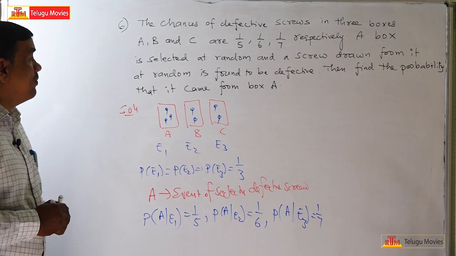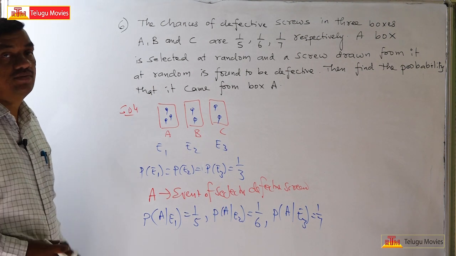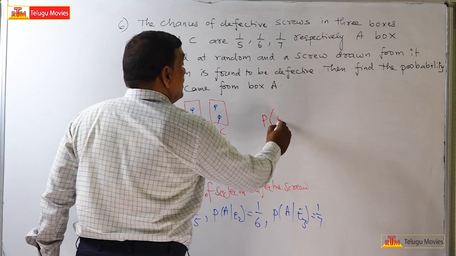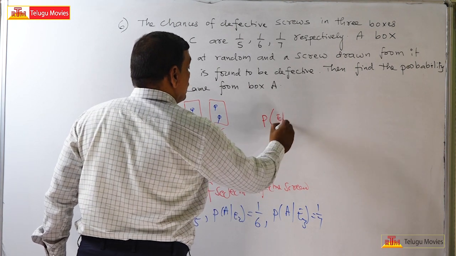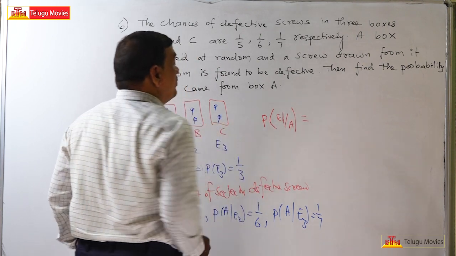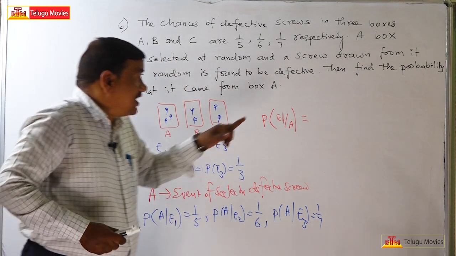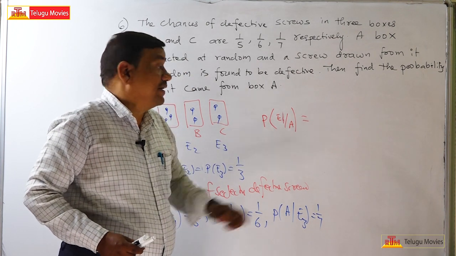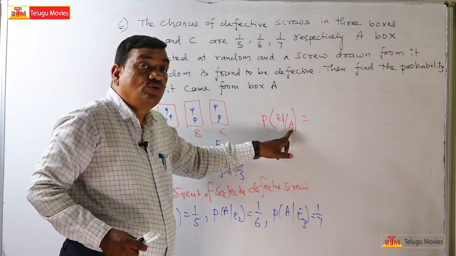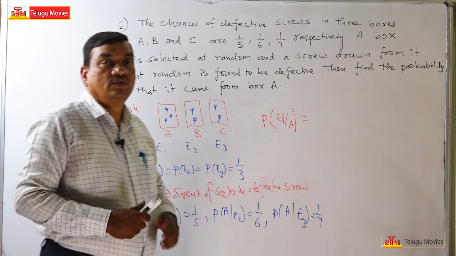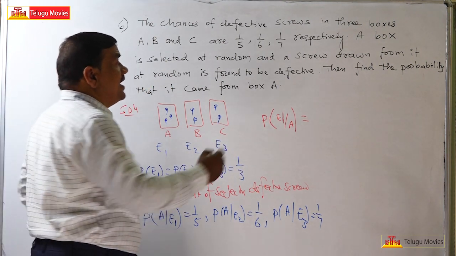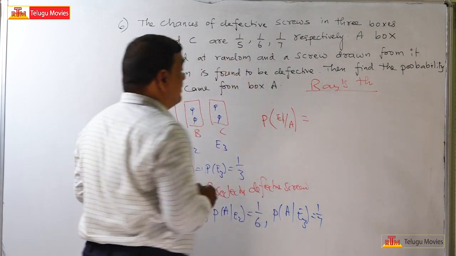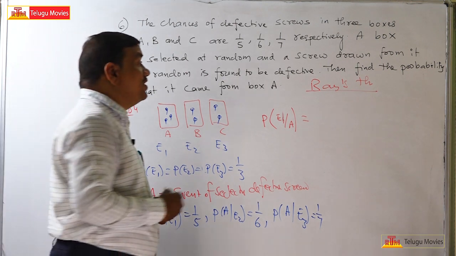Find the probability that it came from box A. So you have to find the probability of E1 given A. That means for E1 given A, the selection of the box should happen first, and the defective screw should come from box A. So this is given by Bayes' theorem.